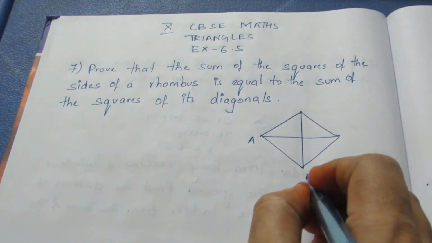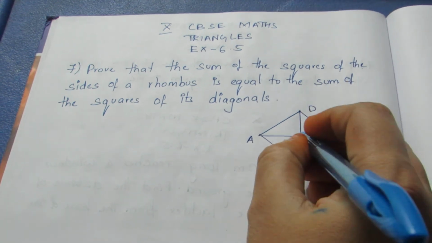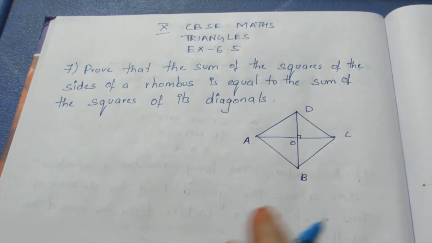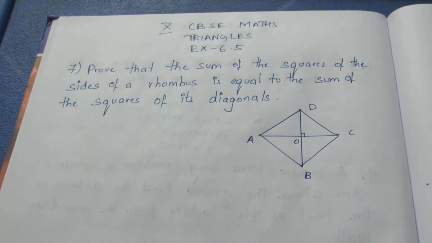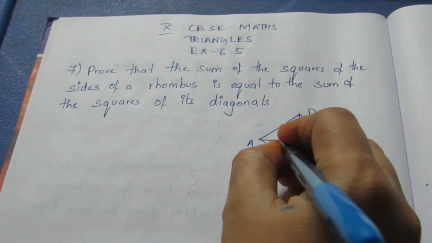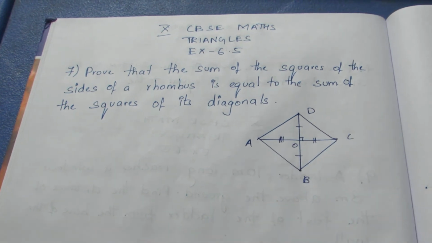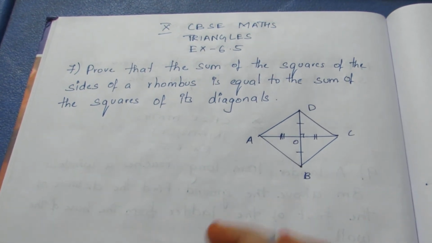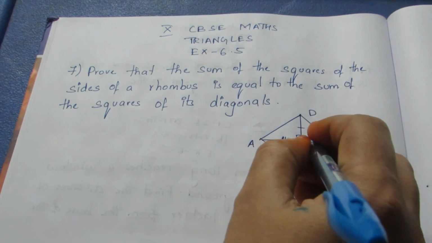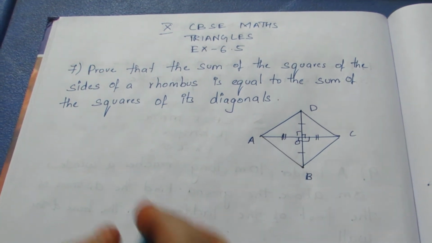Let me take the vertices to be ABCD of the rhombus. We know this is 90 degrees and let the intersection point be O. Now we know that these two divide into equal halves and these two divide into equal halves. The diagonals bisect each other at 90 degrees. So all the angles at the intersection of the diagonals will be 90 degrees.